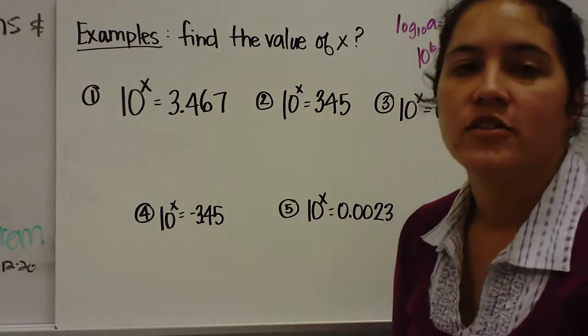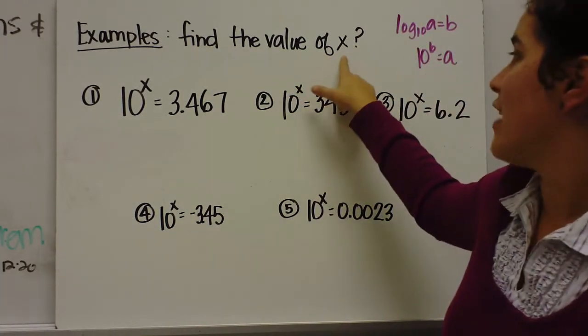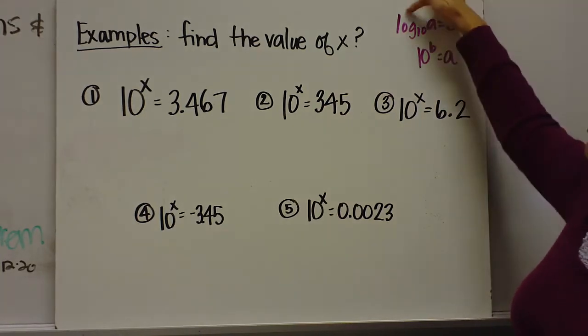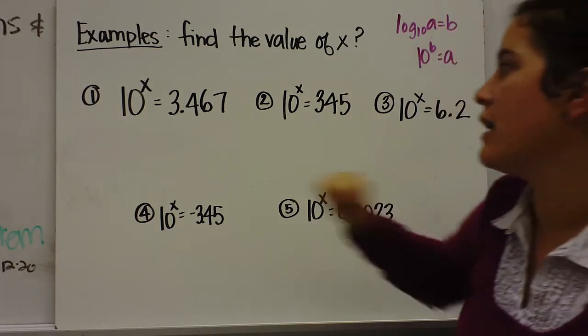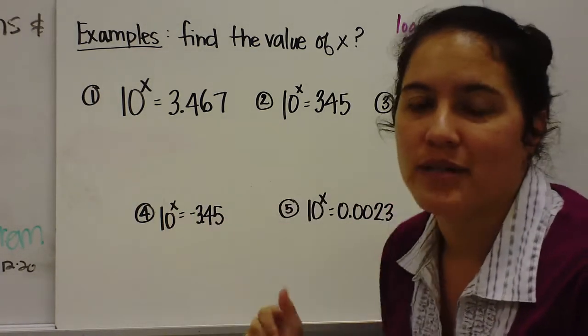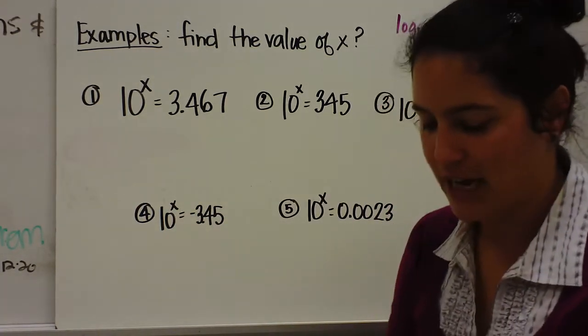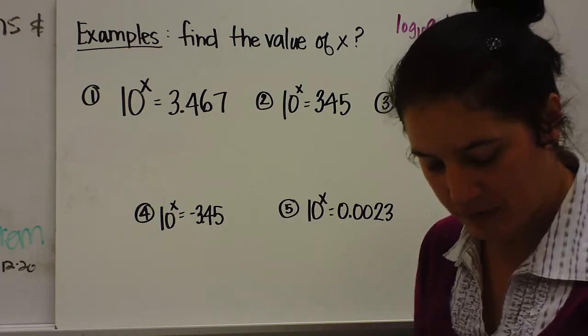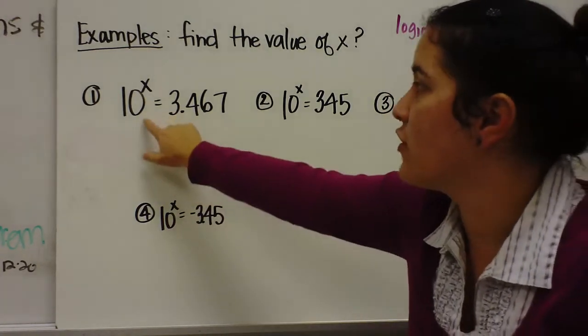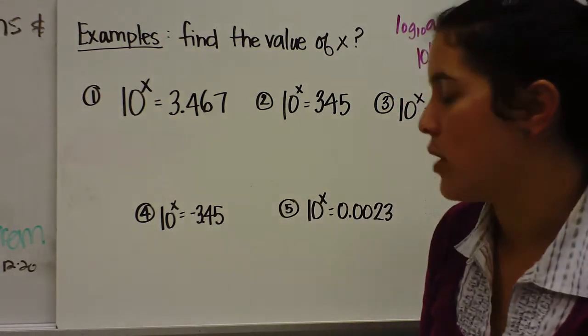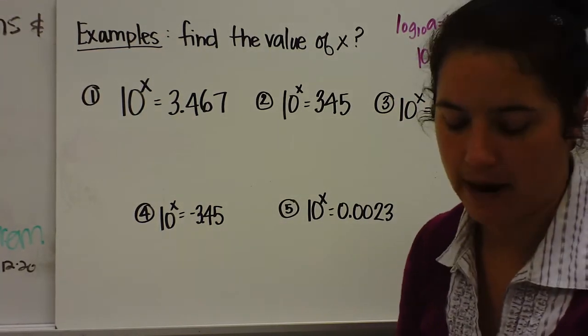Alright. So we're going to do some examples finding the value of X. So I put a little note over here. Log base 10 of A equals B means 10 to the B power equals A. Now these are going to be problems that you can't just eyeball, meaning you're not going to know the answer because they're not going to be multiples of 10. So the first one, 10 to the X power equals 3.467.